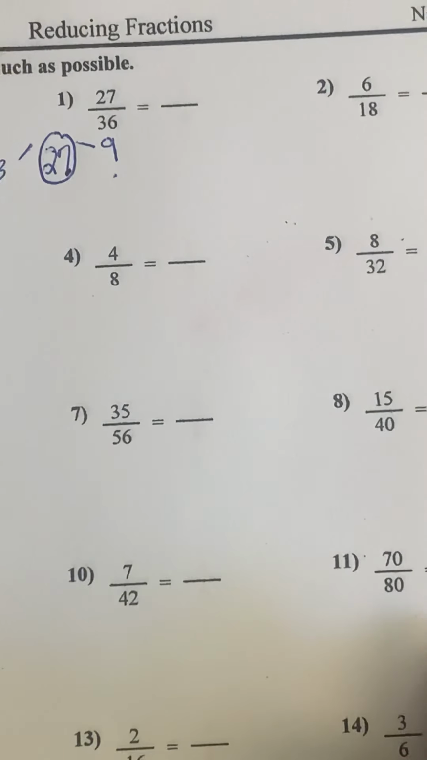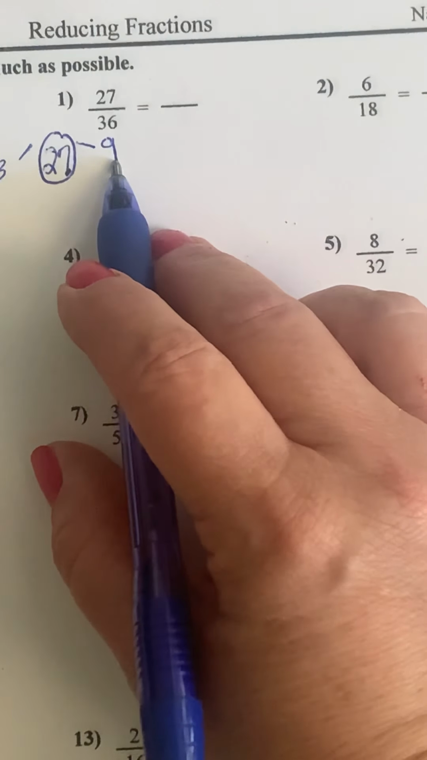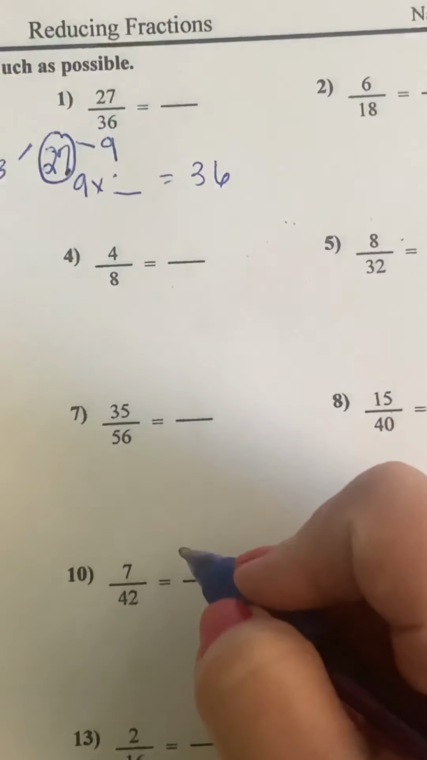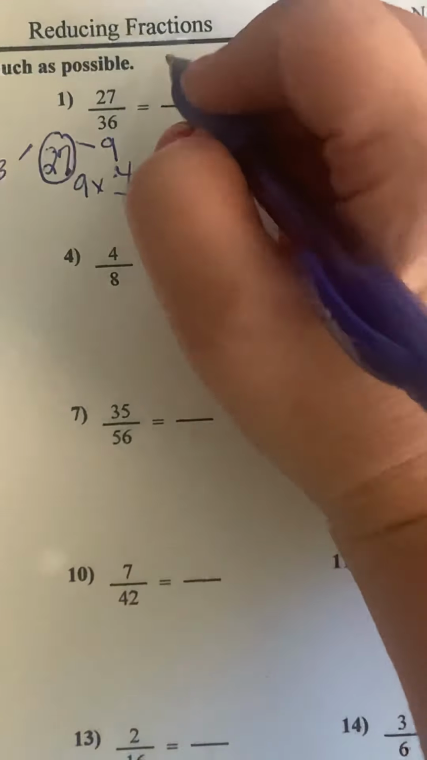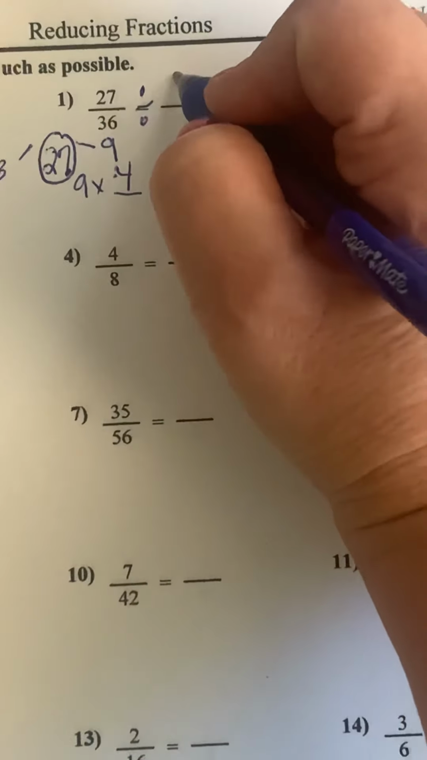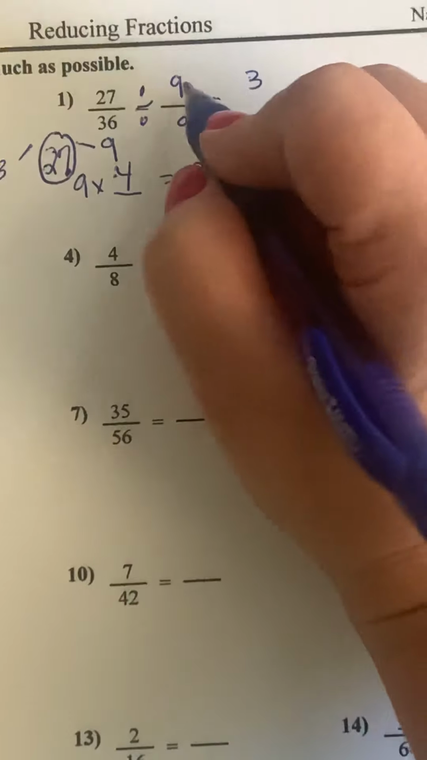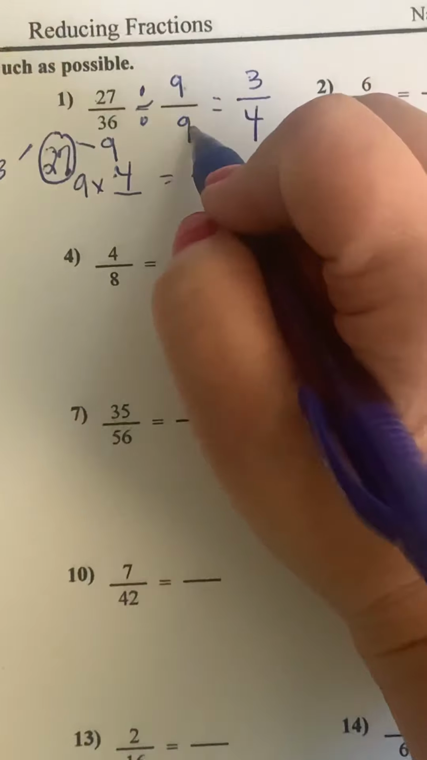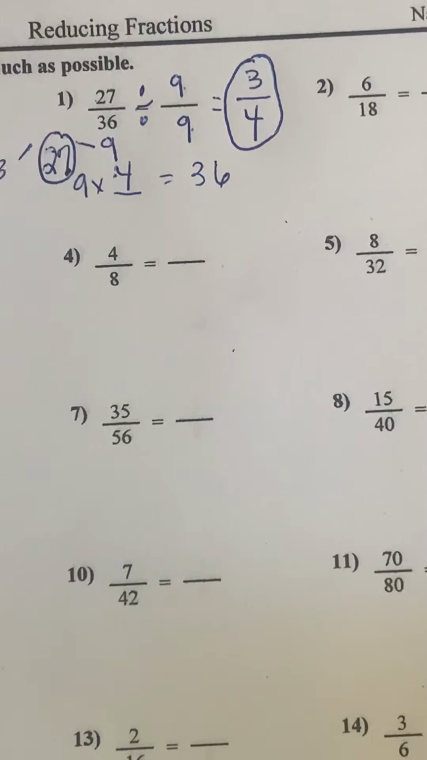All right? So 3 will go into 36. Will 9 go into 36? Yes, because 9 times what equals 36? That's right, 4. So we're going to take 27 over 36. I'm going to use my space up here. Instead of putting the answer, I'm going to work it out. Divided by 9 over 9. 27 divided by 9 is 3, because 3 times 9 is 27. And 36 divided by 9 is 4, because 4 times 9 is 36. So your answer is 3/4. That's not too hard, is it?